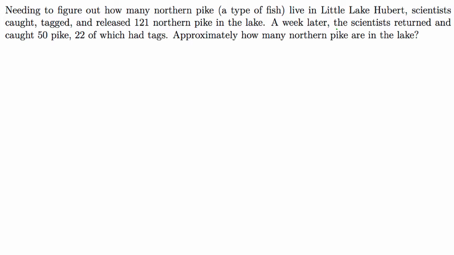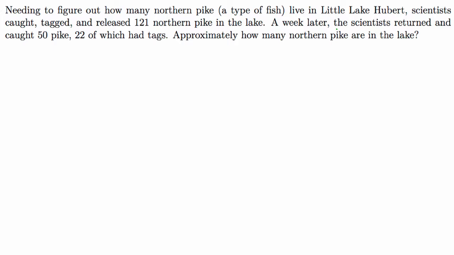Needing to figure out how many northern pike, a certain type of fish, live in Little Lake Hubert, scientists caught, tagged, and released 121 northern pike in the lake. A week later, the scientists returned and caught 50 pike, 22 of which had tags. Approximately how many northern pike are in the lake?